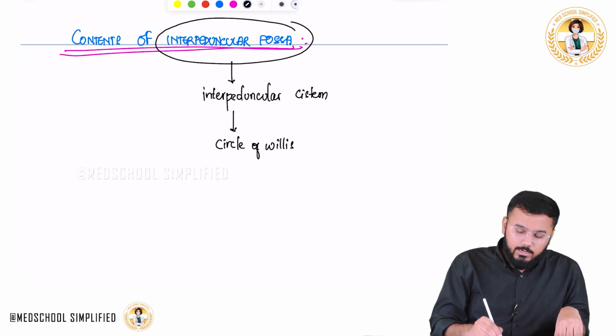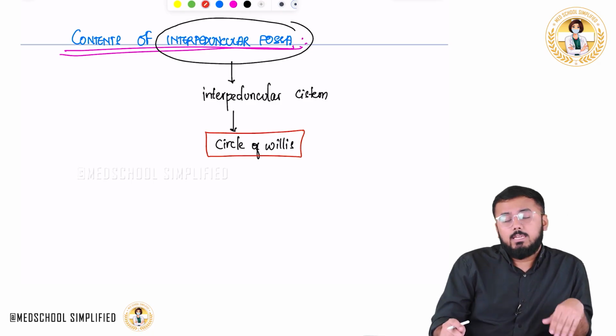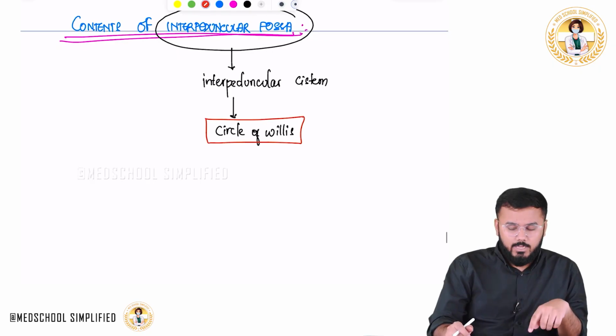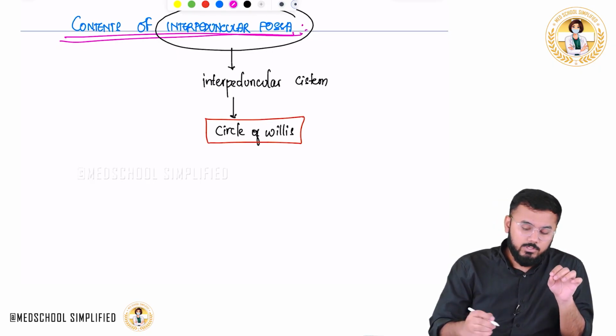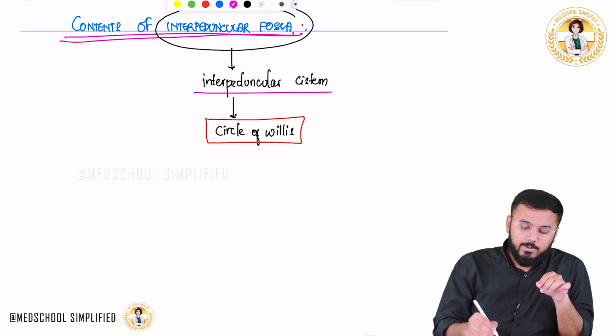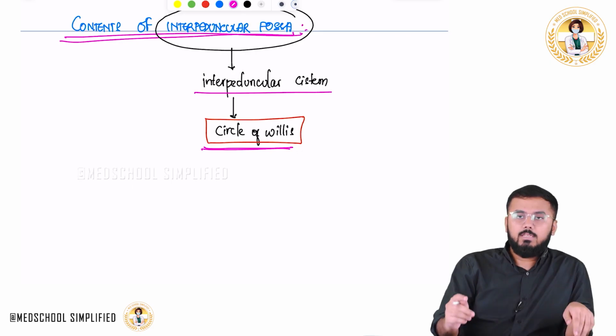I will tell you what the circle of Willis is right now. I'll just give you a brief introduction, and later on I will have a very detailed discussion on that. But for now, what you need to know is the content of interpeduncular fossa: it has the interpeduncular cistern, and this cistern in turn has the circle of Willis.